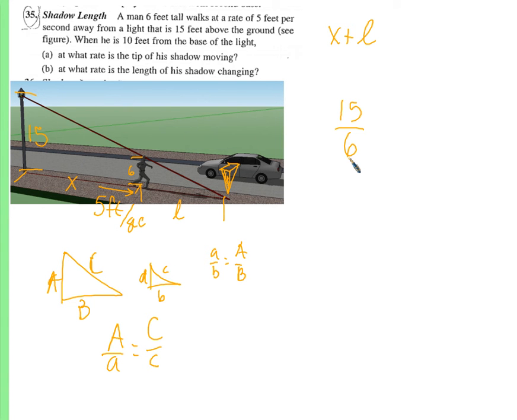15 over 6. That'd be the short leg of this one and the short leg of this one. Equal to X over L? X plus L. Well, X plus L over L. That's something we can work with.